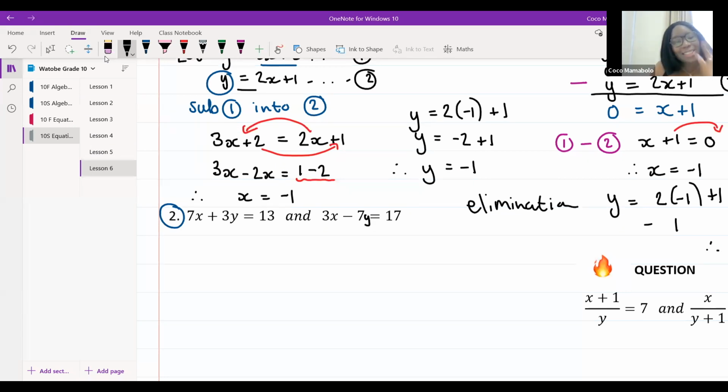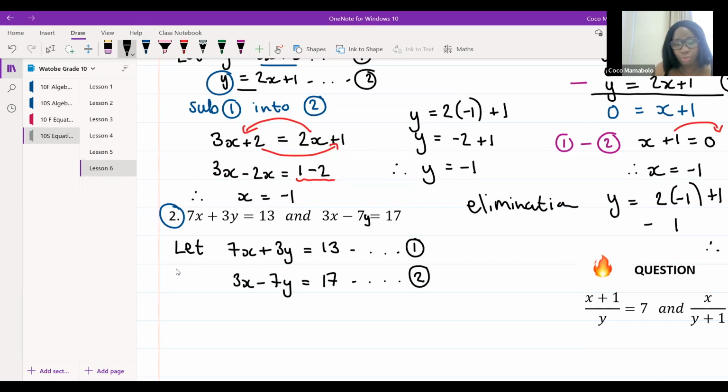All right. Let 7x plus 3y is equal to 13 be equation 1, and 3x minus 7y is equal to 17 be equation 2. The only way, guys, I'm going to be able to substitute into a y is if I have y as the subject of the formula.